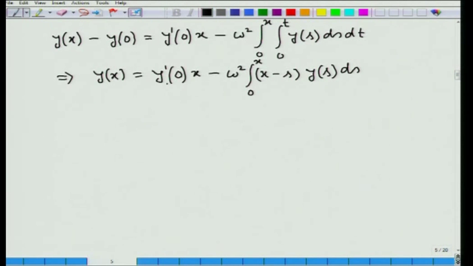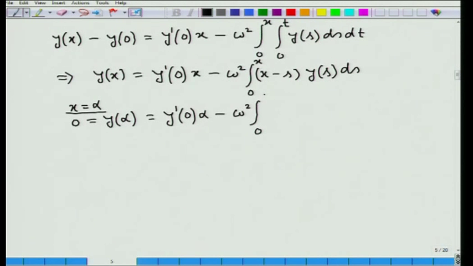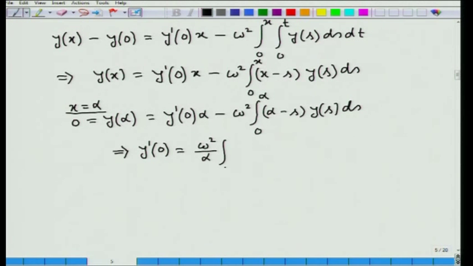Now, we can make an attempt to find out this y dot 0. If we substitute x equal to alpha in this result, then we find 0 equal to y(alpha), since y(alpha) is given to be 0. So, 0 equal to y dot 0 alpha minus omega square integral 0 to alpha (alpha minus s) y(s) ds. So, from here we find y dot 0 equal to omega square divided by alpha integral 0 to alpha (alpha minus s) y(s) ds.